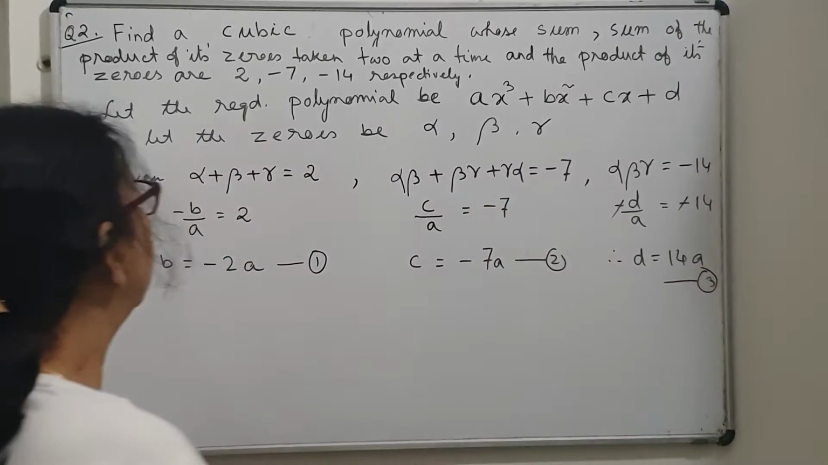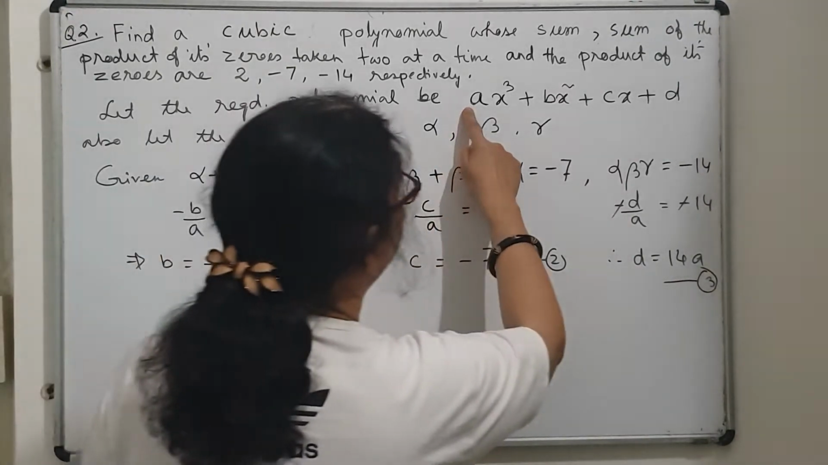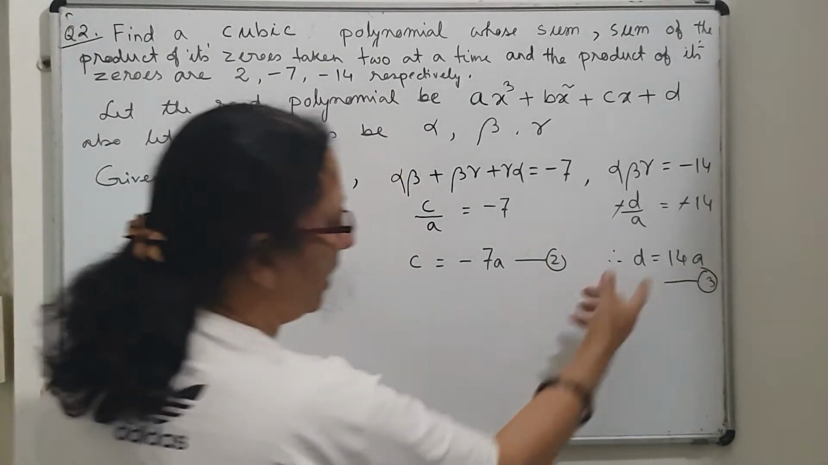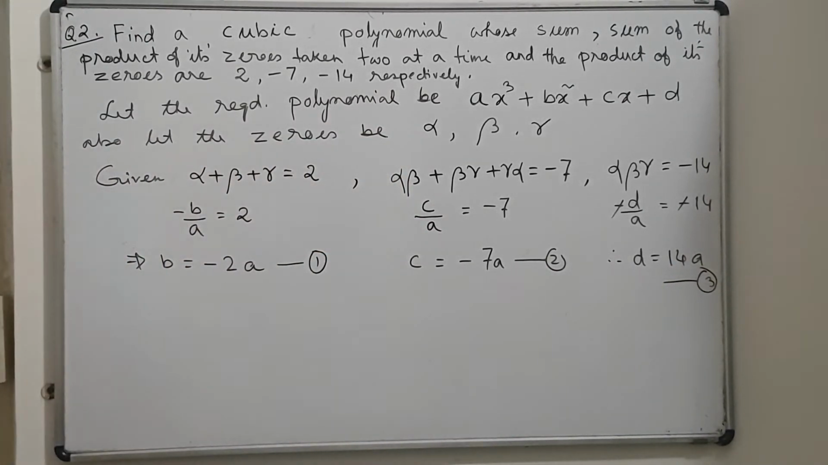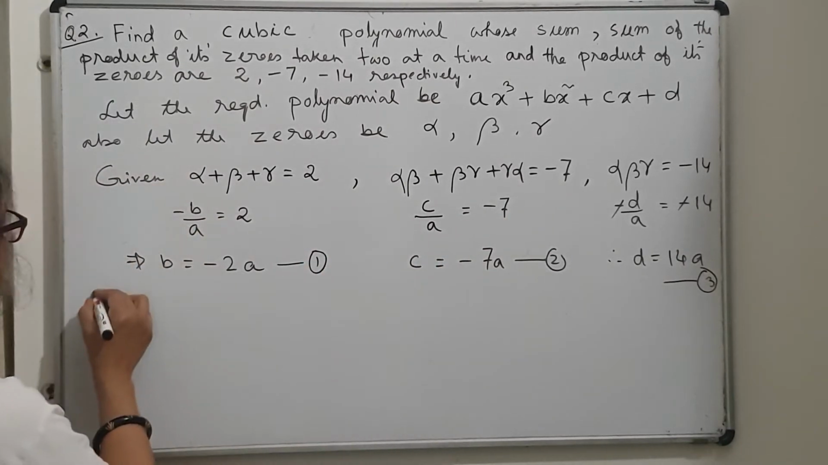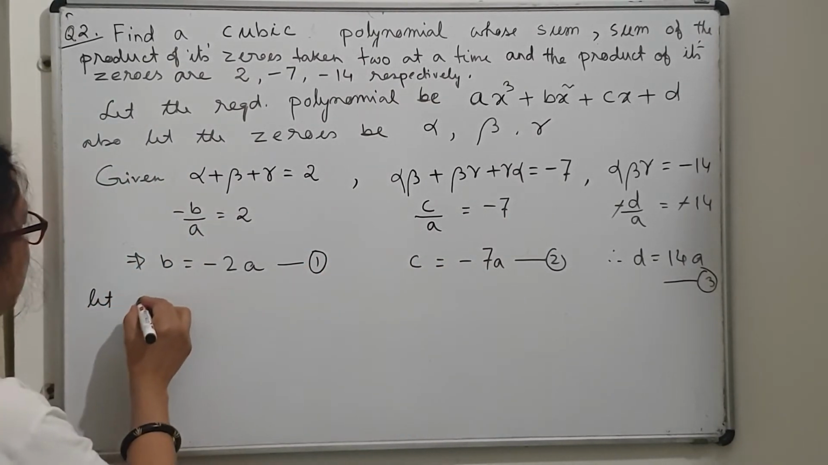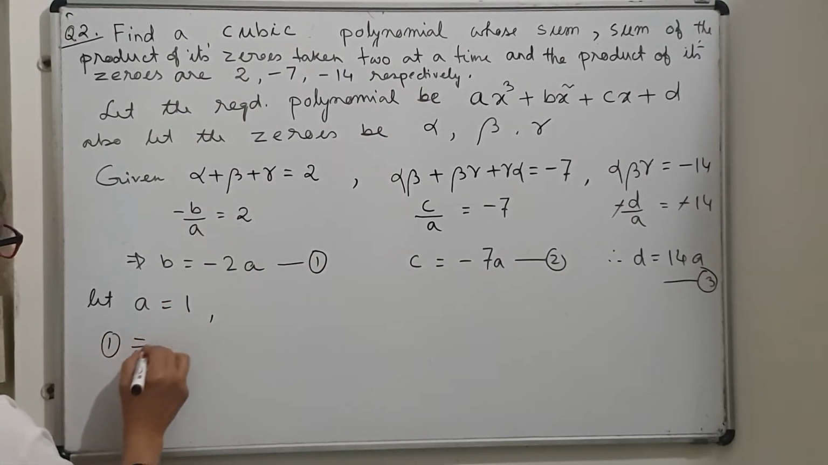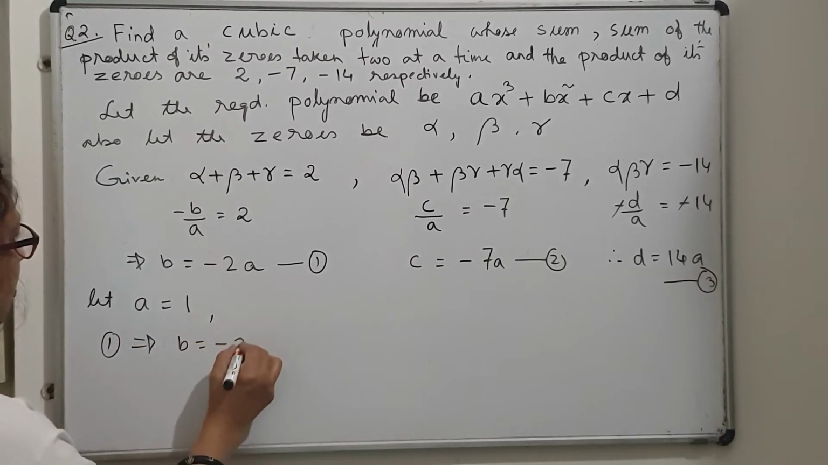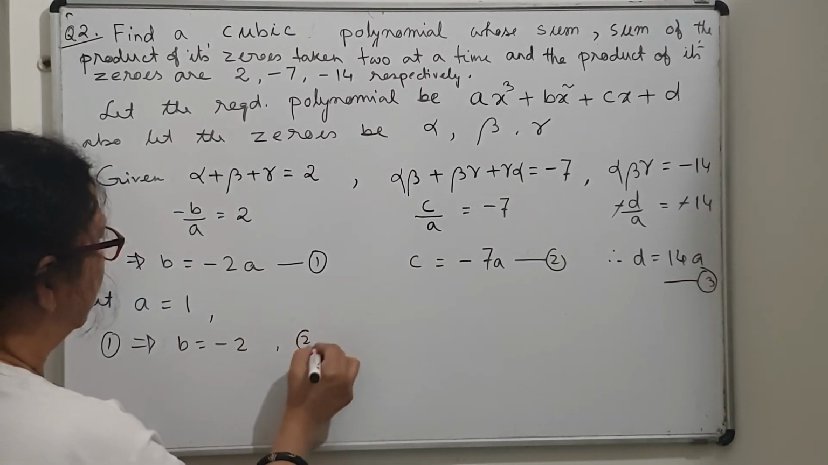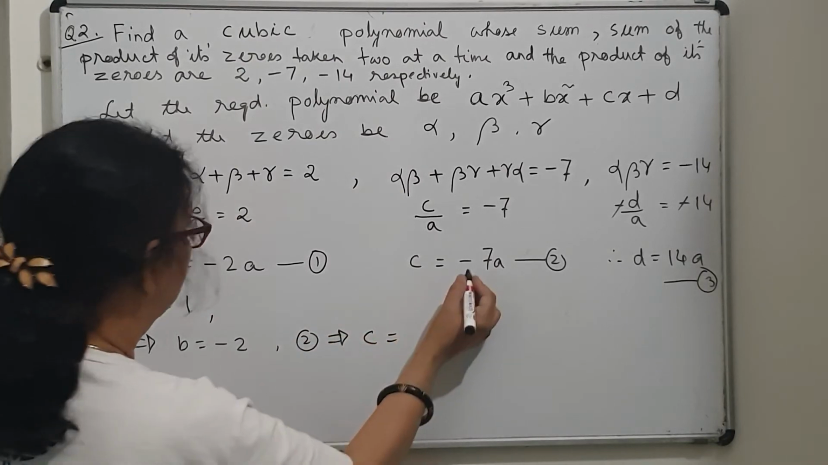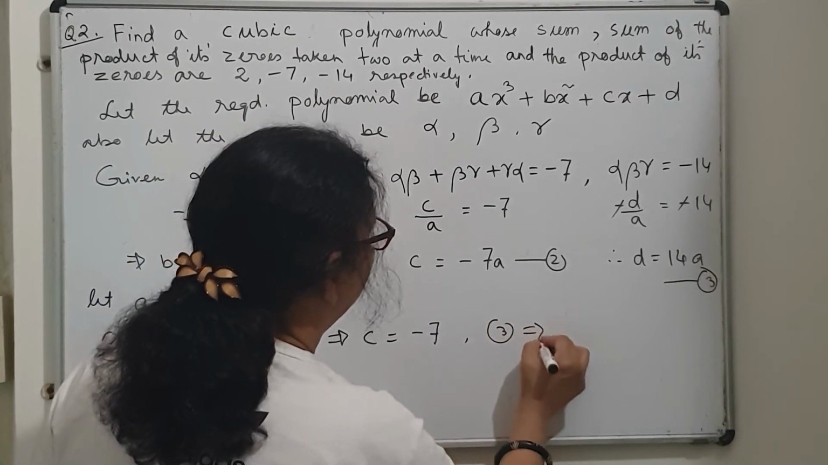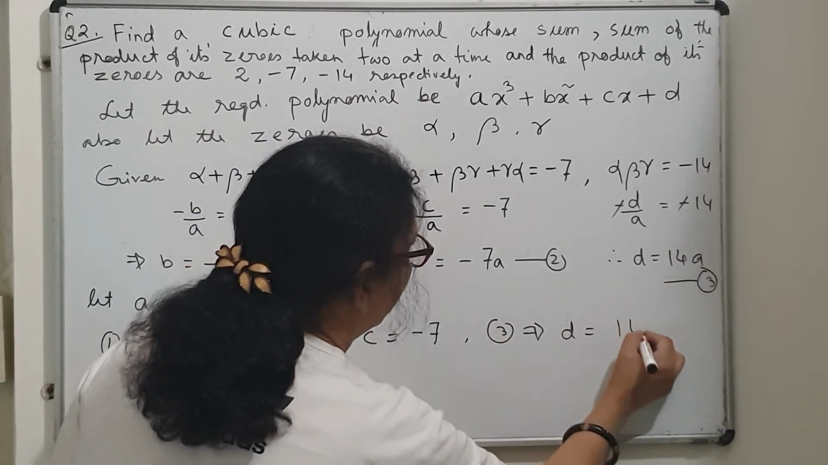So I have got 3 equations and I have to find 4 values A, B, C, D. Again you see the A is present in all the equations, so I can choose any value of A. So anything I can choose. Let I take the simplest value, A is equal to 1. Then from equation 1 I will get the value of B will be -2. And from equation 2 I will get the value of C, -7. And from the third equation I will get the value of D, 14 into 1 is 14.